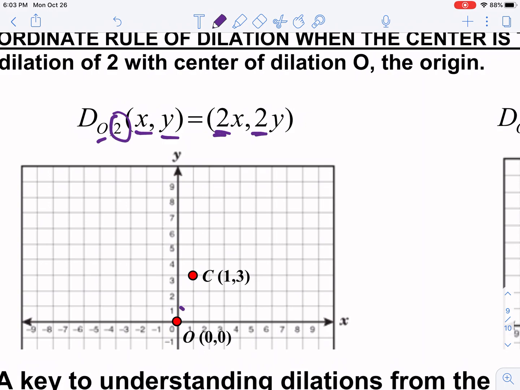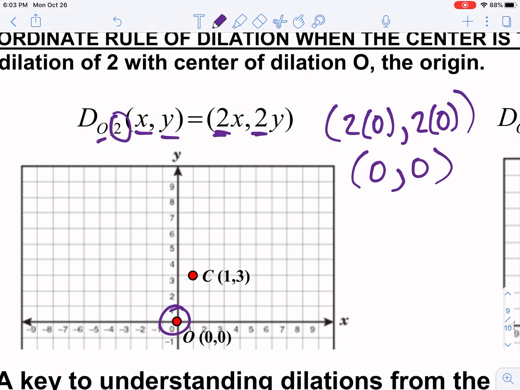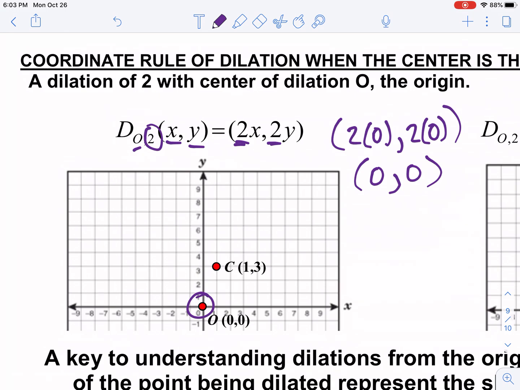So we could take the point 0, 0, that's our center of dilation, and we could plug that in, okay? In this case, that's just going to stay the same. We'll come back to C. Let's just plug in O. 2 times 0 is 0, and 2 times 0 is 0. So when I dilate, our center, notice that doesn't change. That's what we talked about in the last video. Our center of dilation doesn't change when we dilate.